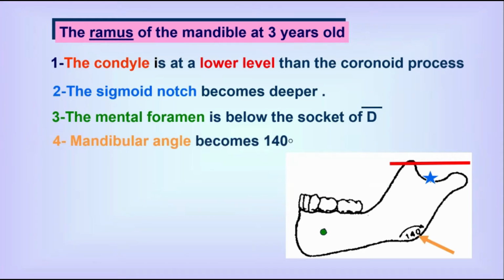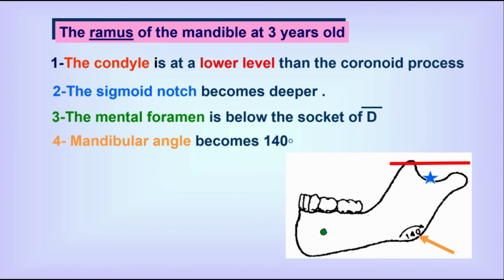And the mandibular angle becomes 140 degrees. Actually, it was 170 degrees at birth. At the age of 3 years, it becomes 140 degrees. At the age of 6 years, it will become 120 degrees. And the minimum angulation is about 110 to 120 degrees.